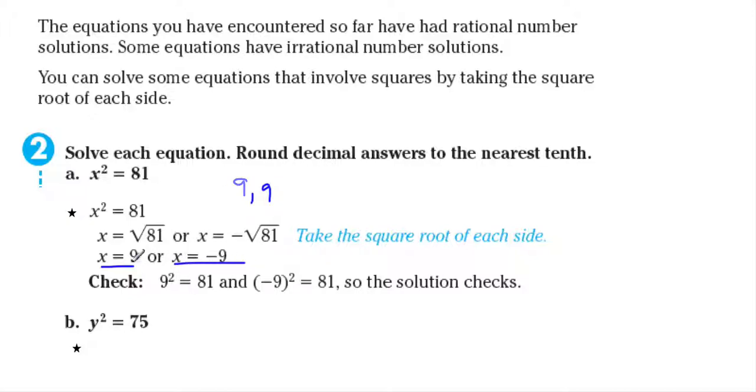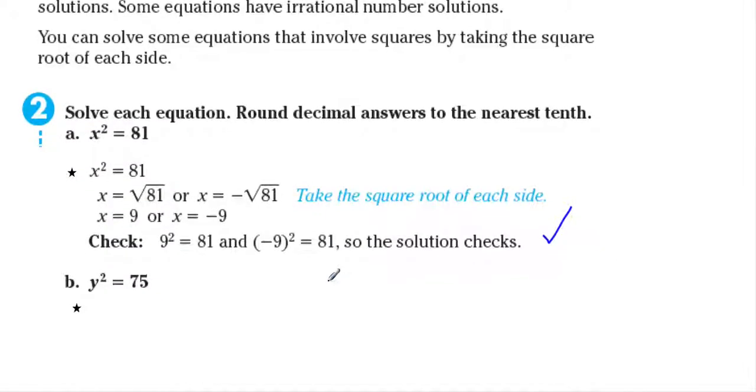Because if you square 9, it will be 81. If you square negative 9, it will still be 81. Remember, negative 9 times negative 9 is 81. Like signs make a positive product. So your solution checks out. 9 squared is 81, negative 9 squared is 81. We've just checked our answer to be correct.